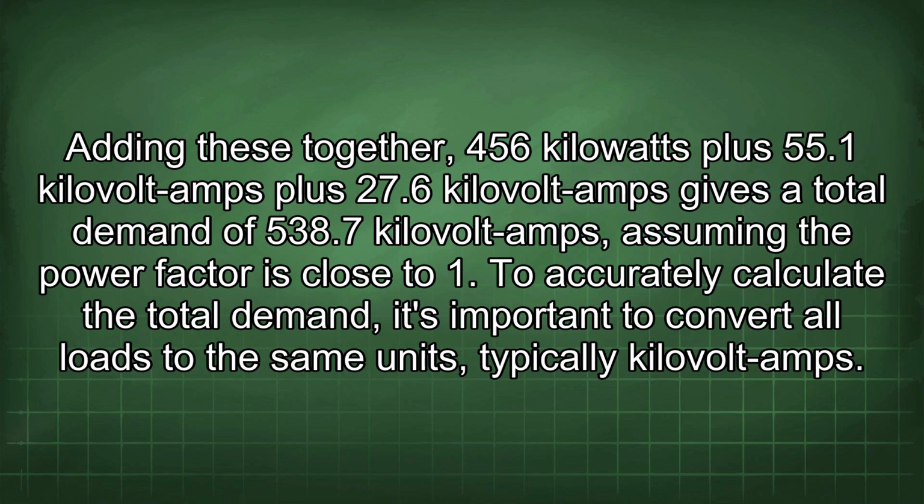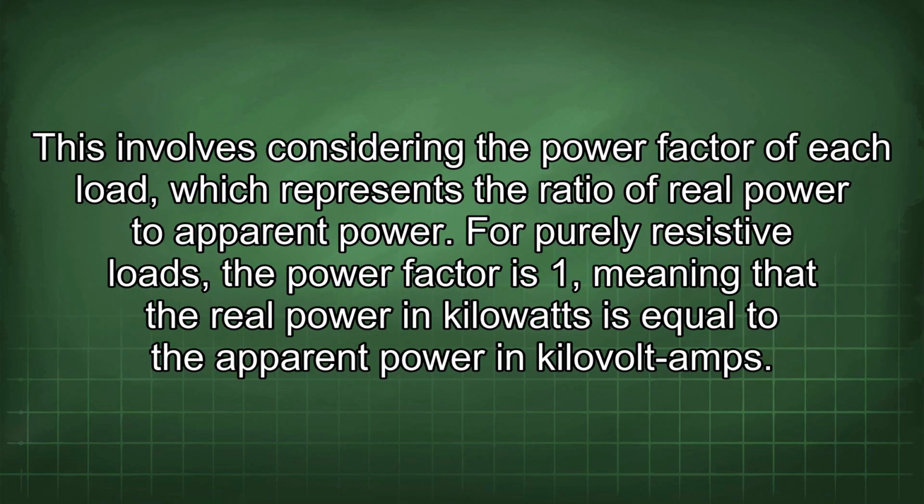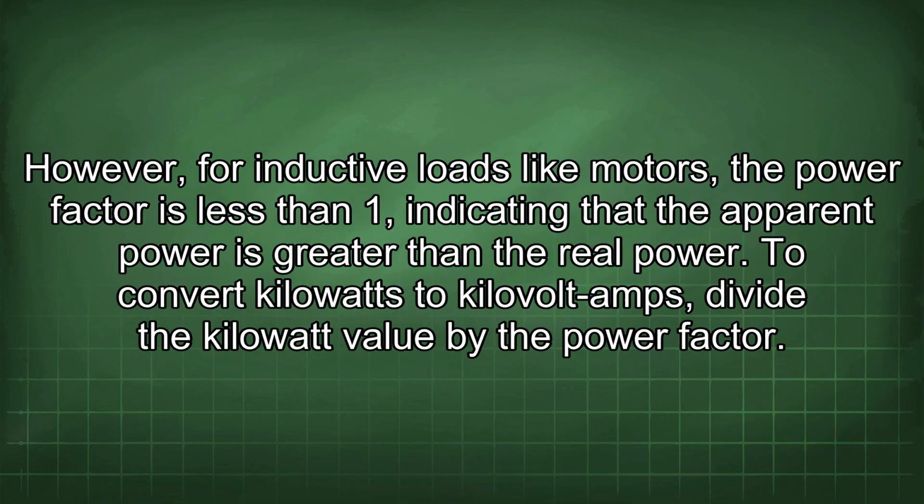To accurately calculate the total demand, it's important to convert all loads to the same units, typically kilovolt amps. This involves considering the power factor of each load, which represents the ratio of real power to apparent power. For purely resistive loads, the power factor is 1, meaning that the real power in kilowatts is equal to the apparent power in kilovolt amps. However, for inductive loads like motors, the power factor is less than 1, indicating that the apparent power is greater than the real power. To convert kilowatts to kilovolt amps, divide the kilowatt value by the power factor.